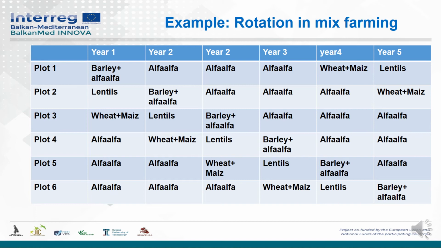If we consider the different plots in the same year, you have these plants. So we have 3 plots with alfalfa, 1 plot with wheat and maize, or only wheat or maize, depending on how we plan. If we plan to plant 2 plants in the same year in a consecutive order for a better use of the soil and to have a coverage, lentils, and a mix of barley and alfalfa.